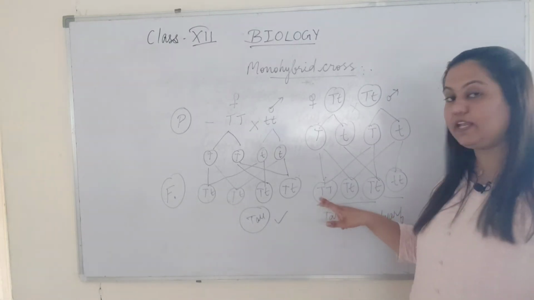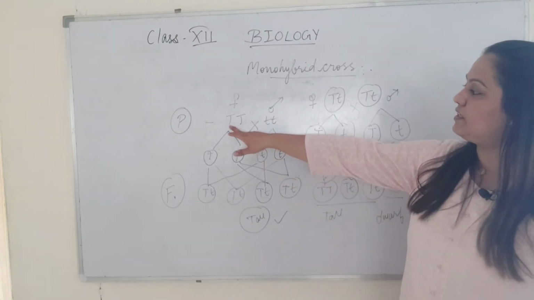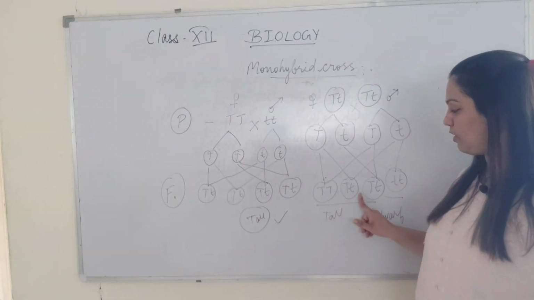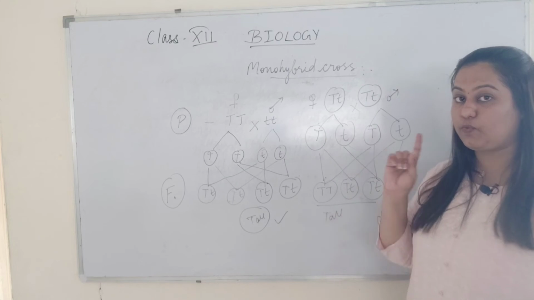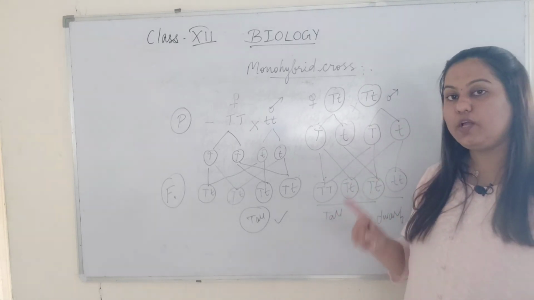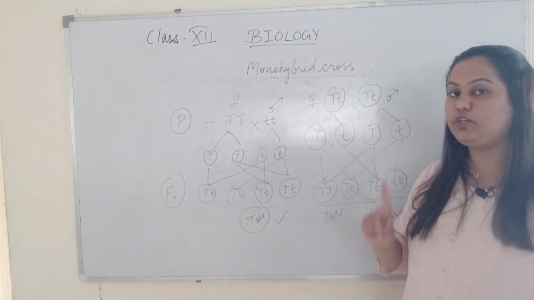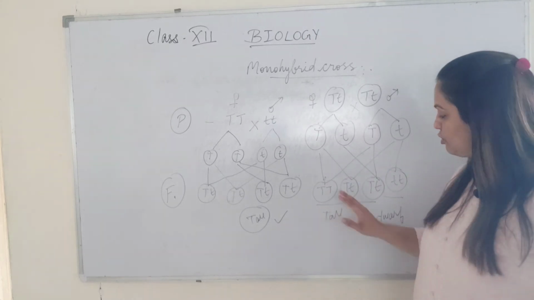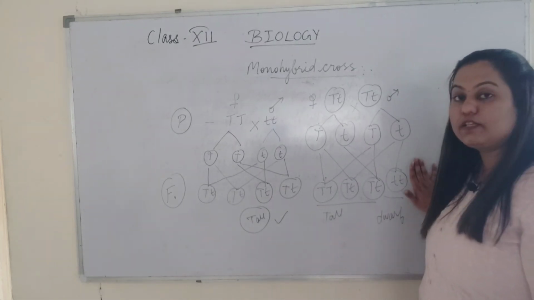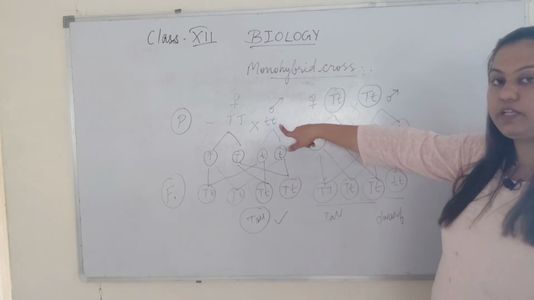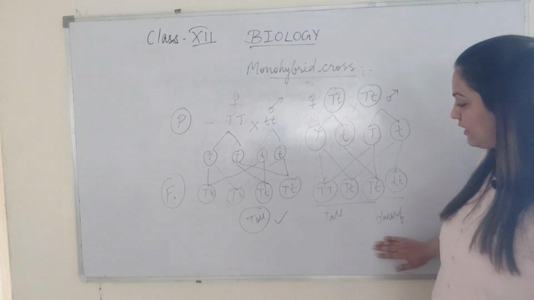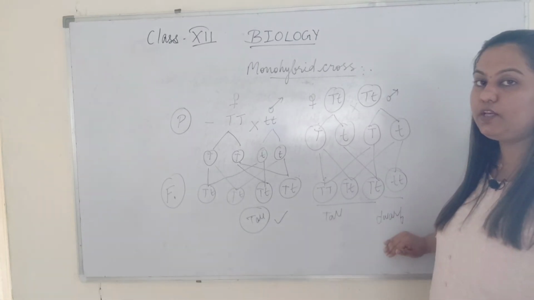Let's see. You can see here capital T. As we have seen earlier, capital T was tall, so I have written tall over here. Capital T small t consists of one capital letter and one small letter. Capital letter is for dominant. So if dominant and recessive are present together, the dominant one is going to express itself. So this will be tall. This will also be tall, capital T, small t. This is small t and small t that we have seen over here. Small t and small t is always dwarf. So what did he get here? 3 tall and 1 dwarf.